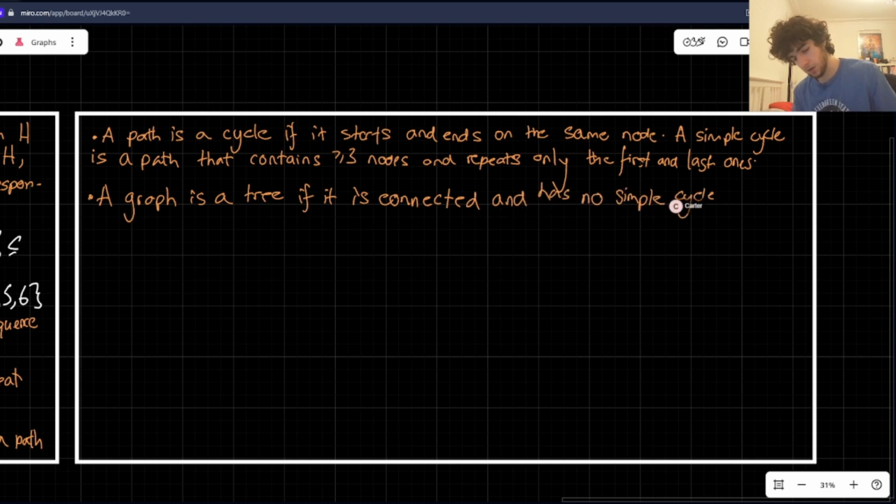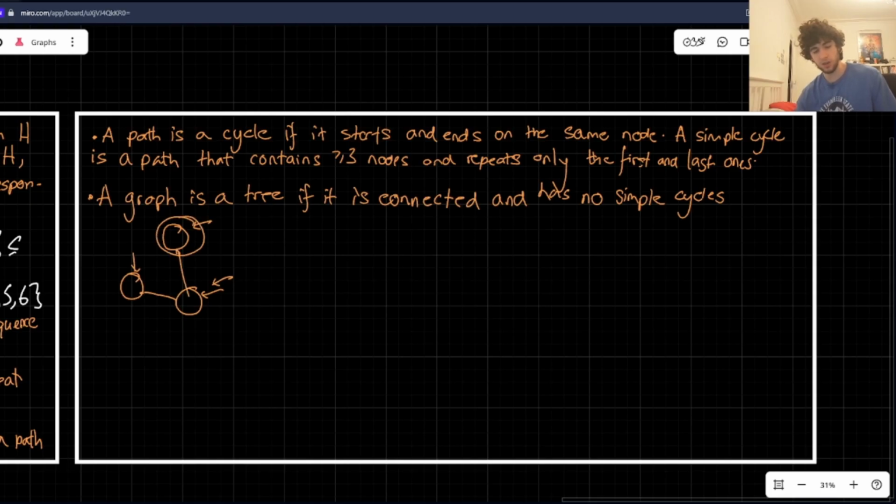So there are no paths that contain greater than or equal to 3 nodes and repeat only the first and last node. If you think about it, you can imagine what a tree might look like. If I have these 3 vertices here, a graph is going to be a tree if my 3 nodes are connected. So there has to be a way to get from this node to this node. Maybe it could be something like this. Similarly, there has to be a way to get from this node to this node, so I might do something like this, and then to get between this node and this node, I could do something like this.